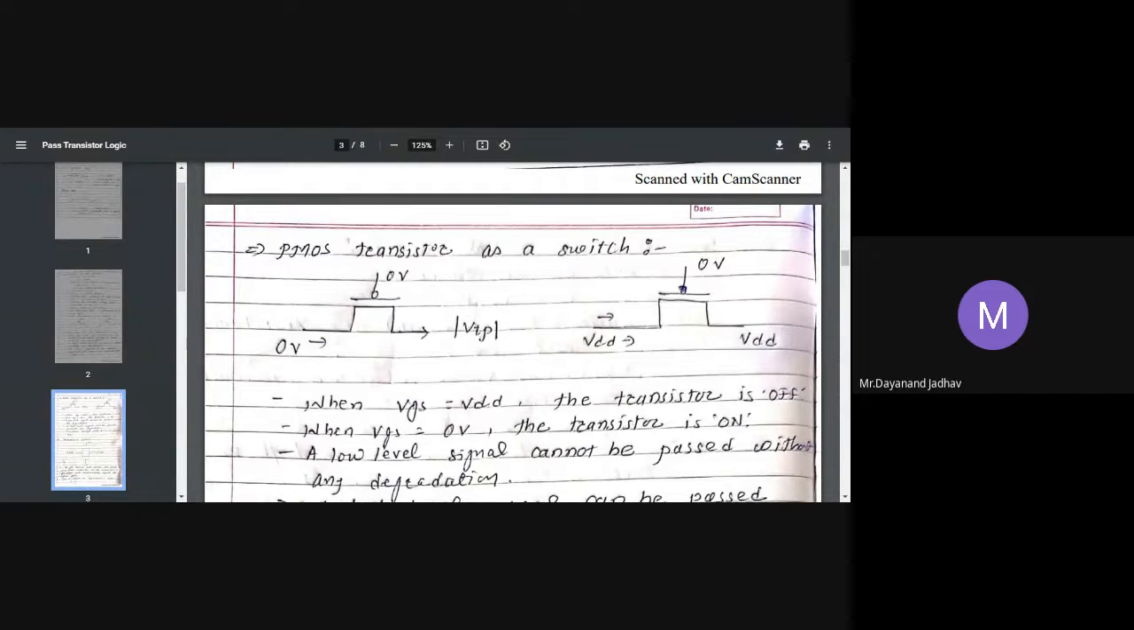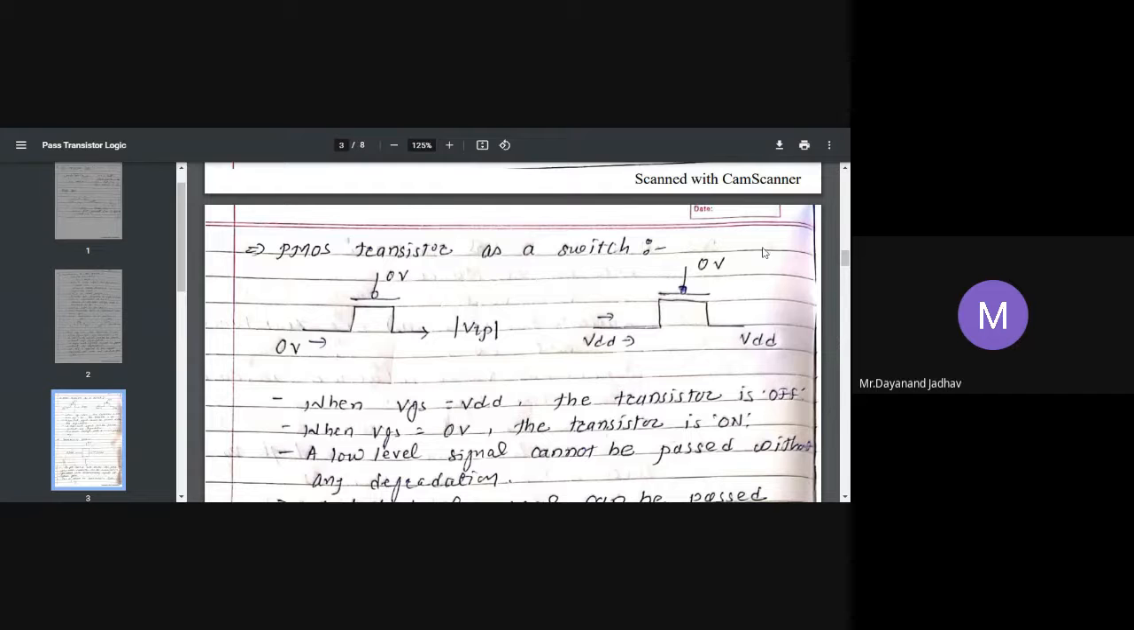this is the symbol for the PMOS. See here, there is one bubble. This is the gate, source, and drain. When VGS equals VDD in the PMOS transistor, the transistor is off, and when VGS equals 0 volt, the transistor is in the on state.